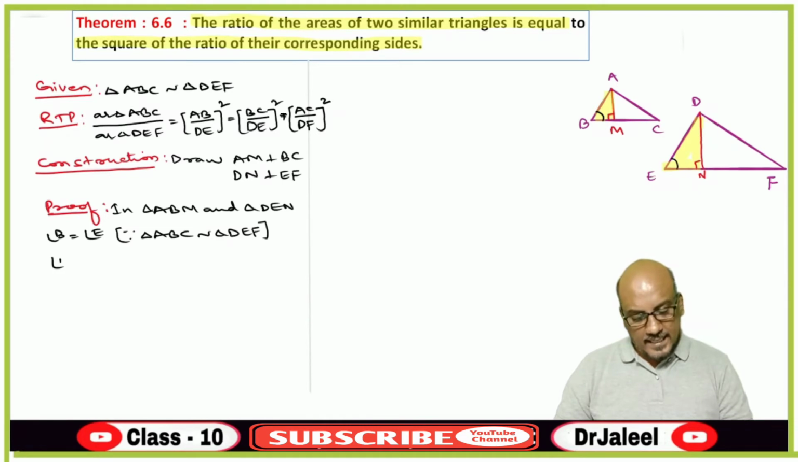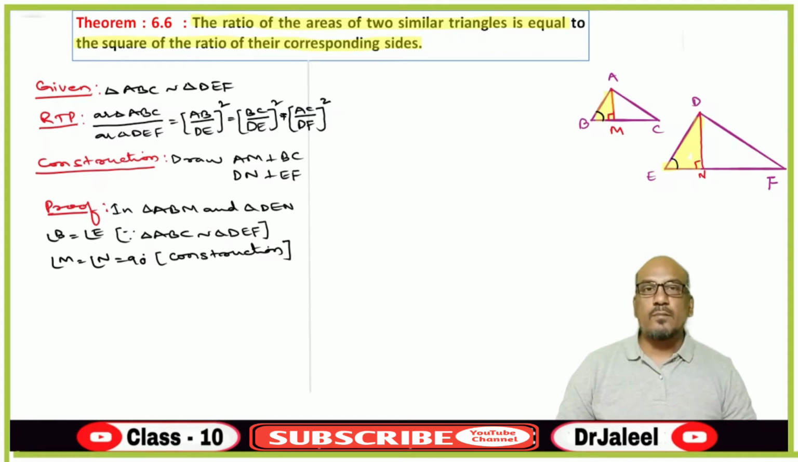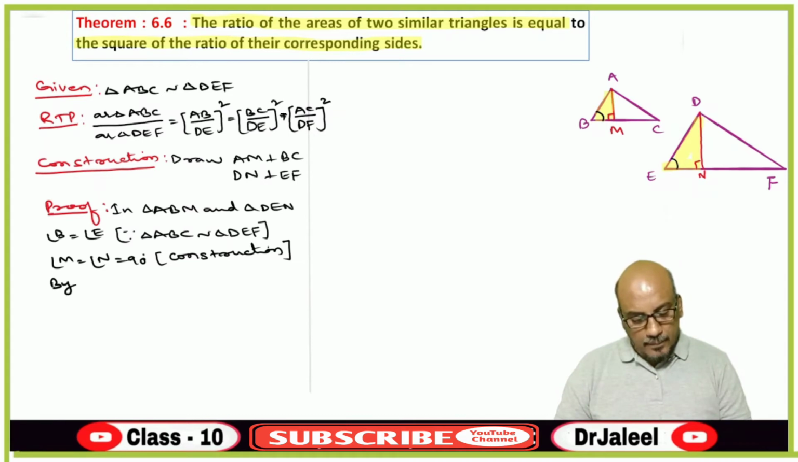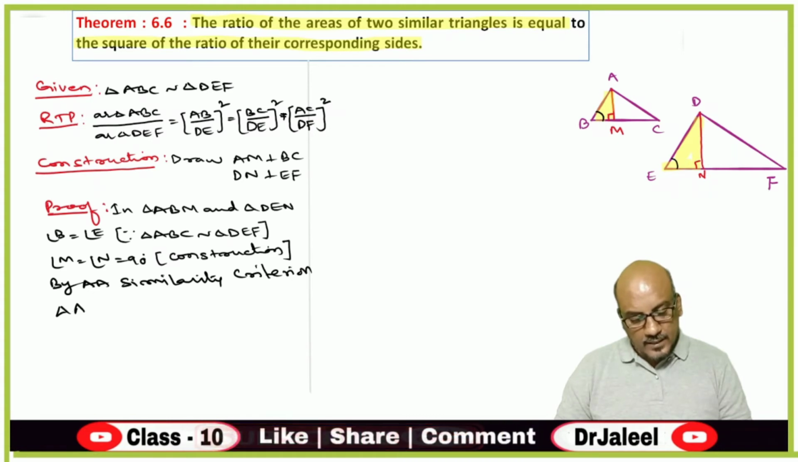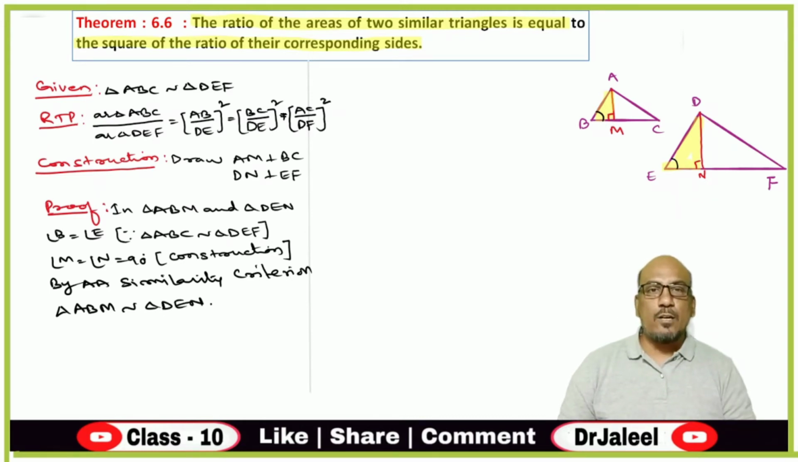Then next, angle M is equal to angle N, equal to how many degrees? 90 degrees. Why is it 90 degrees? Because we have constructed it that way. We have drawn altitudes. So children, by a similarity criterion, you can say that triangle ABM is similar to triangle DEN. So these yellow shaded triangles have been proven to be similar.